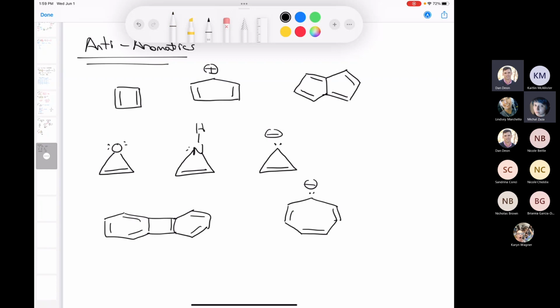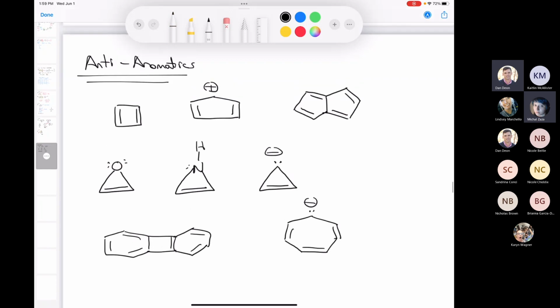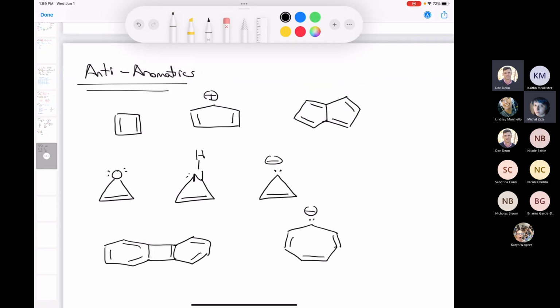Let me just fix that up like that. So these are anti-aromatics that I came up with. And again, many of these compounds haven't even been isolated, but these are some examples of anti-aromatic compounds.